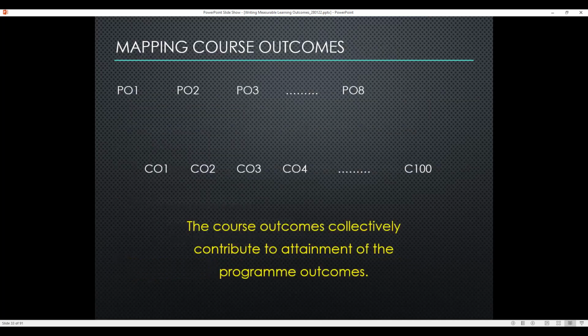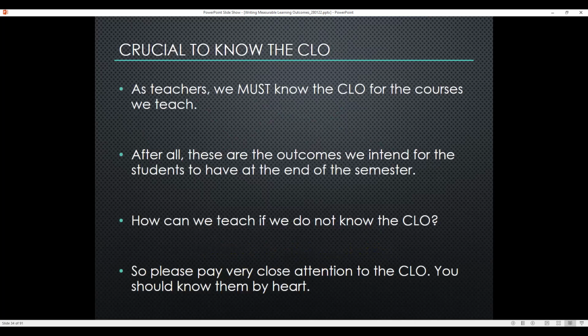So remember, the course outcomes collectively contribute to the attainment of the program outcomes. So they will all go into your 8 or 10 or 6 program outcomes, each one. If you cannot match the course outcomes to the program learning outcomes, that means the course is not supposed to be in that program. It serves no purpose. So it's really crucial for us, as teachers and lecturers, to clearly know what the CLOs are in our course, because these are the direction that you are heading, like I said just now. If you are not sure of the direction that you're heading, then how are you going to get there? How are you going to teach?